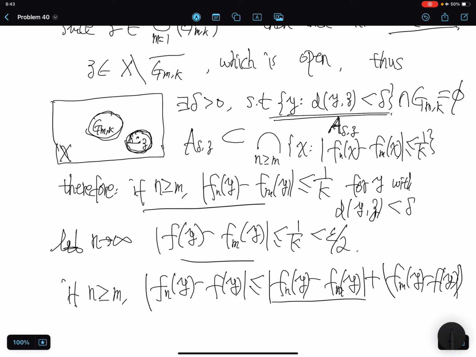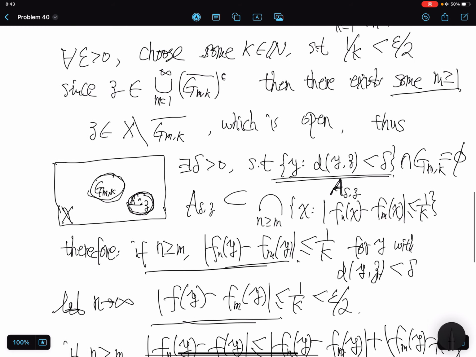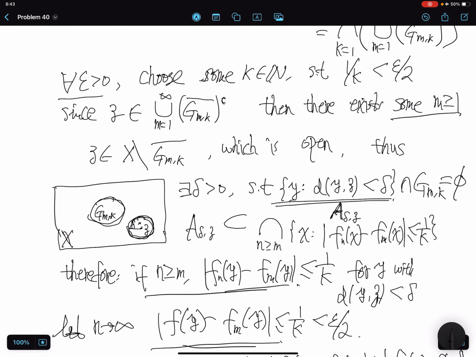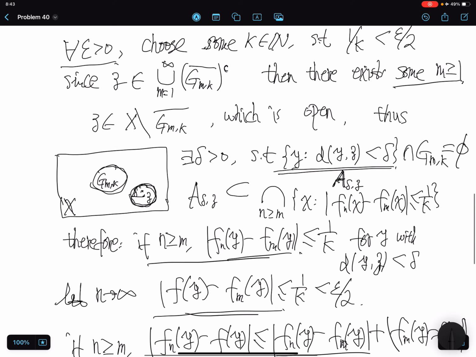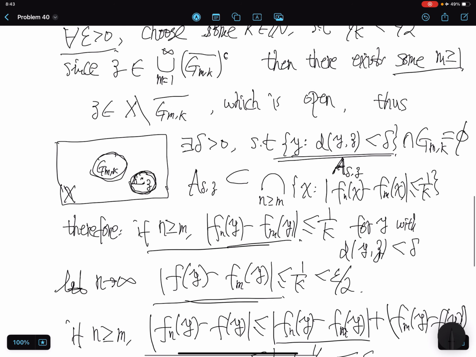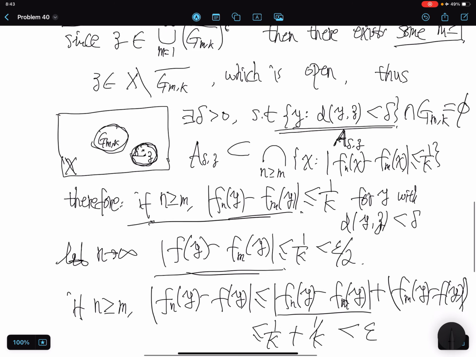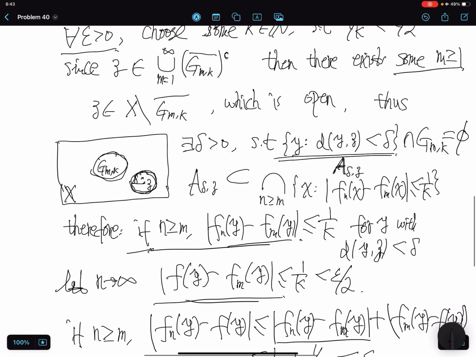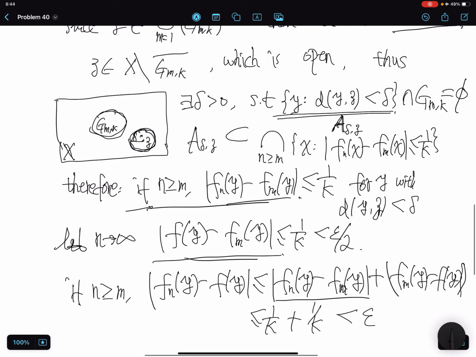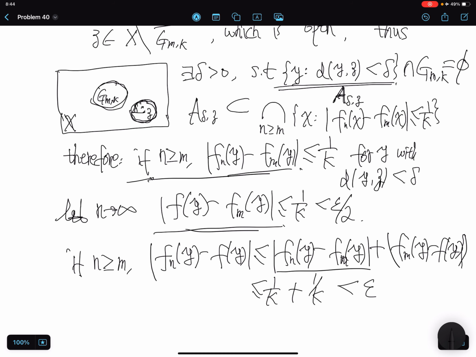So the first one, because of this inequality, is less than or equal to 1 over k. And then the second one, because of this, is also less than or equal to 1 over k. And this is less than epsilon, right? So what do we have? We have for all epsilon greater than 0, we find some m, right? So when n is greater than m, |f_n - f(y)| is less than epsilon.